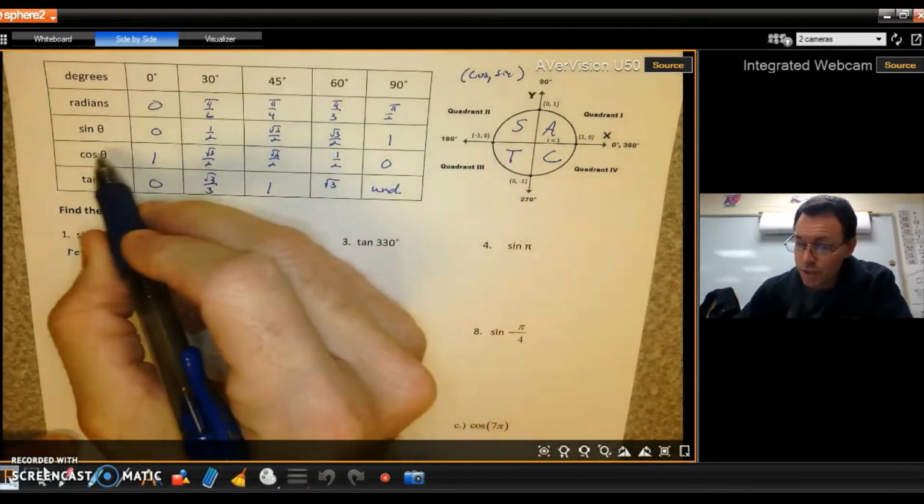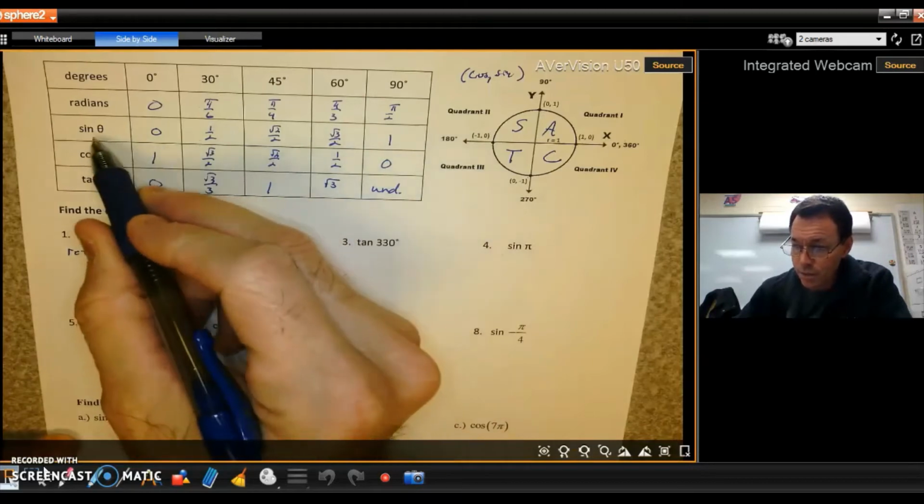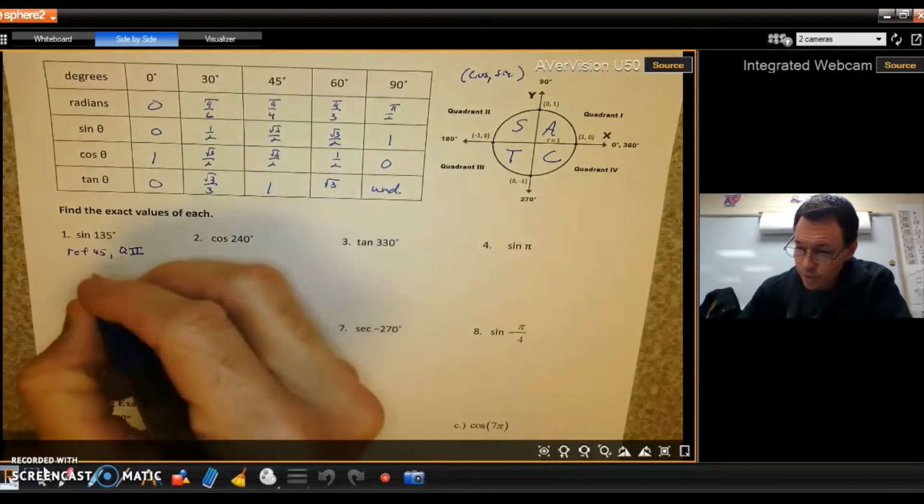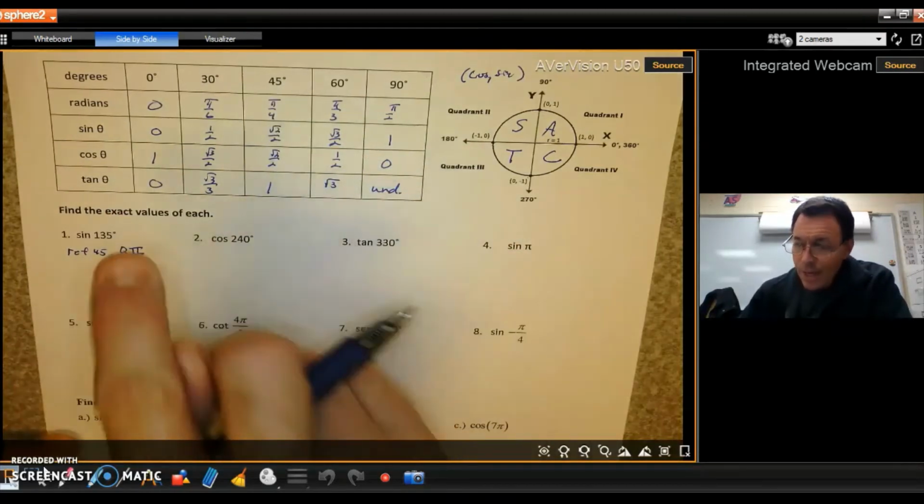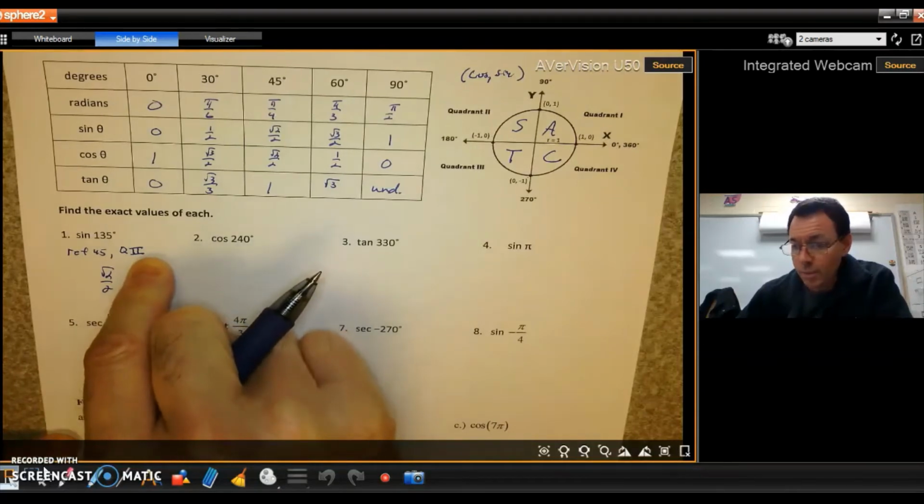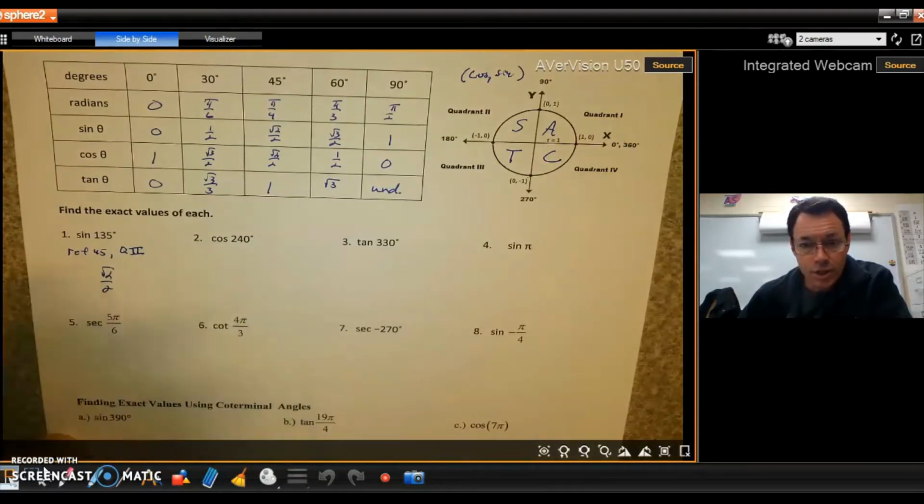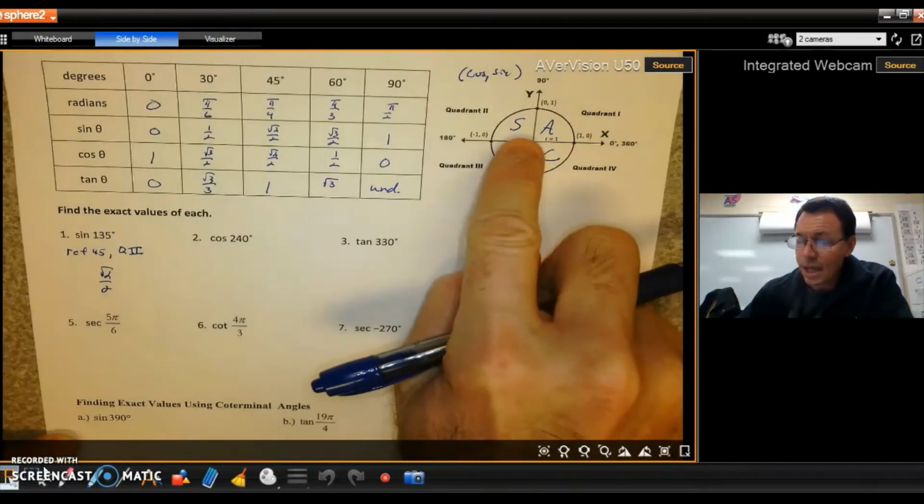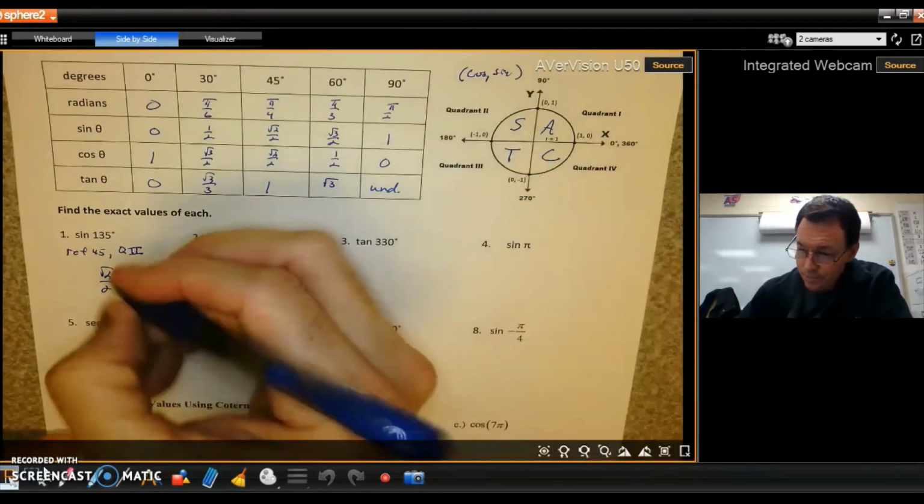I'm going to use my chart to figure out the ratio. Sine of 45 is radical 2 over 2. And I'm going to use the quadrant to determine whether I leave it as is or make it negative. Well, sine is positive in quadrant 2, so we're done. That's your answer.